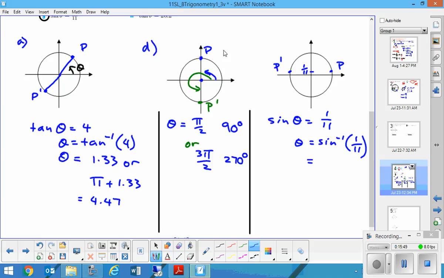inverse sine of 1 on 11. So that means our angle theta is 0.0910 to 3 significant figures, or in our second quadrant it could be pi minus 0.0910, which is equal to 3.05. That's it. So 2 possible answers there.